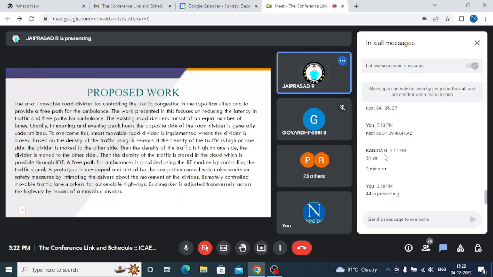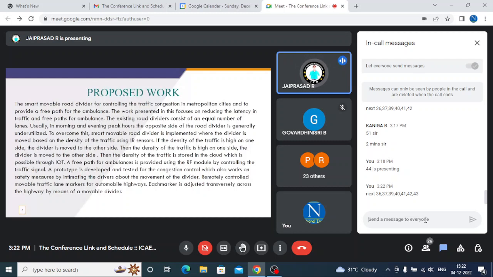traffic using an IR sensor. If the density of the traffic is high on one side, the divider is moved to the other side. Then the density of the traffic is stored in the cloud, which is possible through IoT. A free path for the ambulance is provided using an RF module by controlling the traffic signals. A prototype is developed and tested for congestion control, which also works on safety measures by intimating the drivers about the movement of the divider.